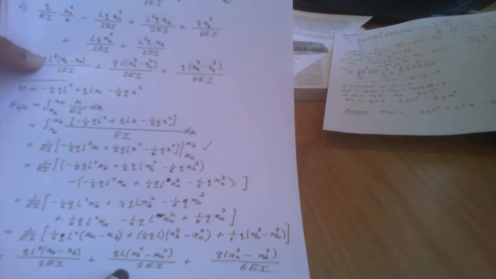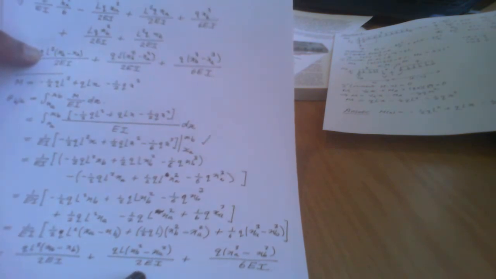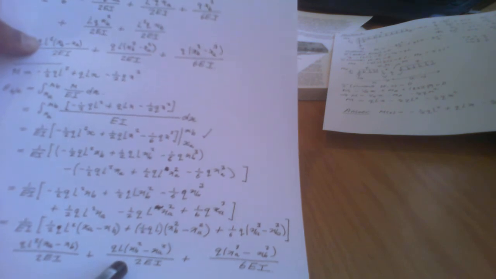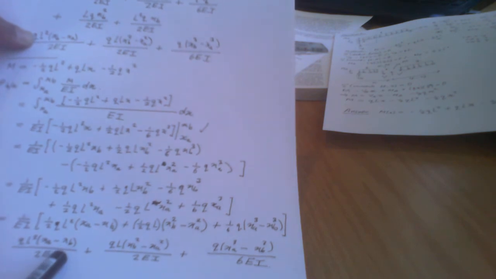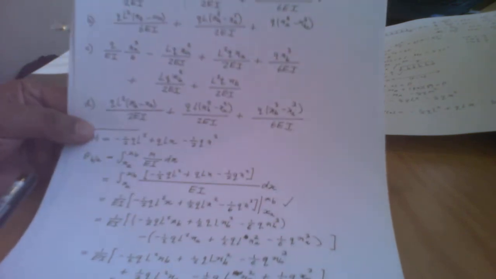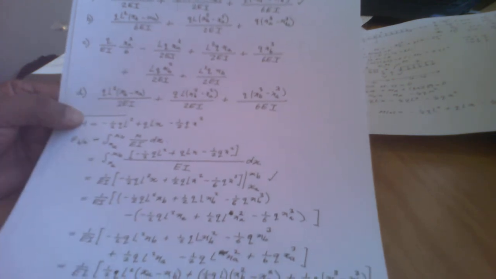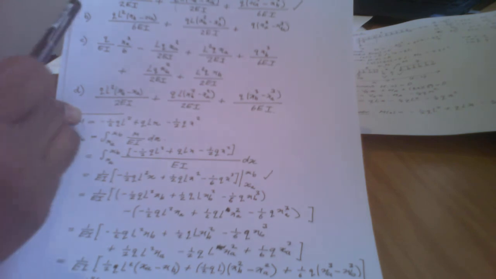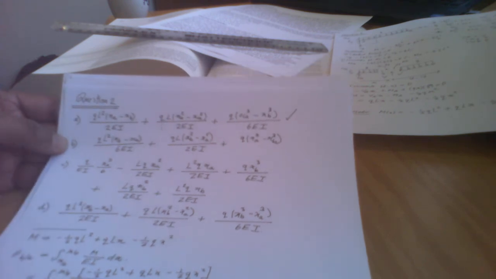Option C, XB squared over 2, L squared XB over 2. Okay, in option C, we've got a positive L squared Q XB over 2EI, positive. And our answer has a negative, so it can't be option C. So options A, B and C have terms that are incorrect. And looking at option D on the table, XB minus XA, the sign convention is wrong. So B, C, D are eliminated because of the mistakes. And our answer for question 2 is option A, using this formula.